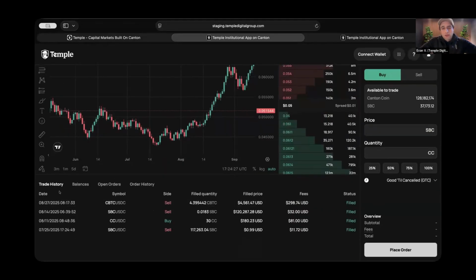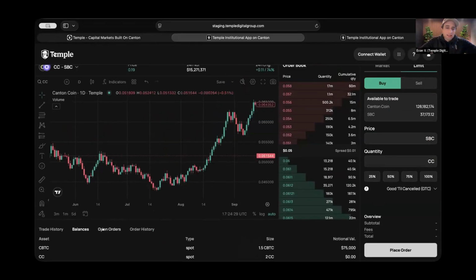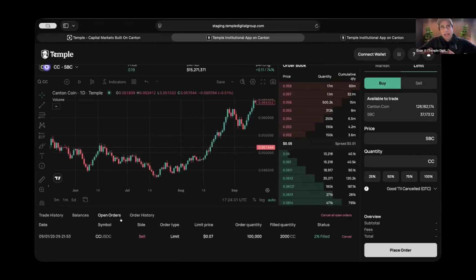You'll be able to see your trade history, open orders, and your balances from the connected wallet. We're going to add support for additional wallets in the future, but V1 is going to be supporting Loop Wallet by Five North. We've been working very closely with their team; they've been incredible, very helpful. There's also the option to sign in with your validator, which is more preferable for LPs and market makers.